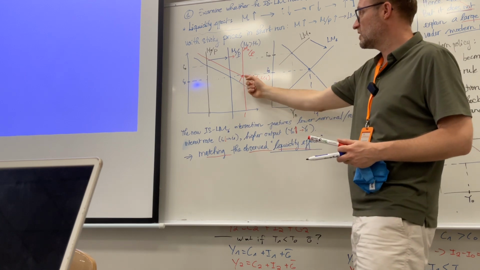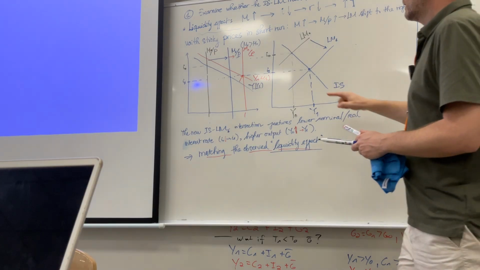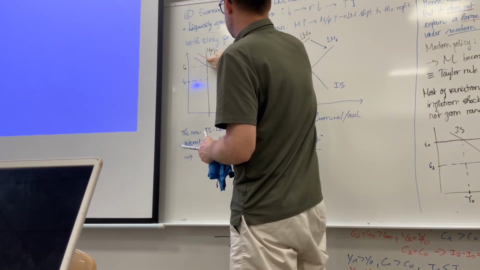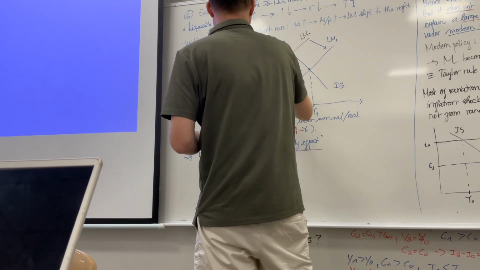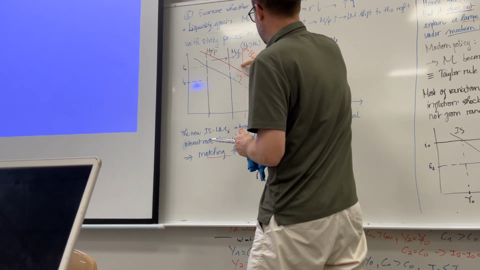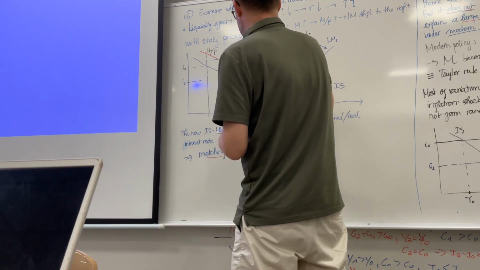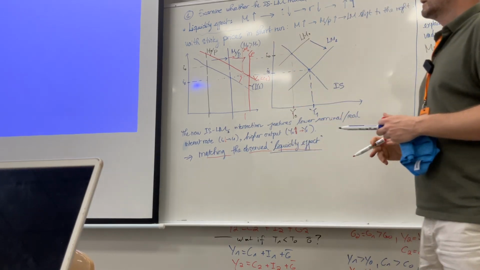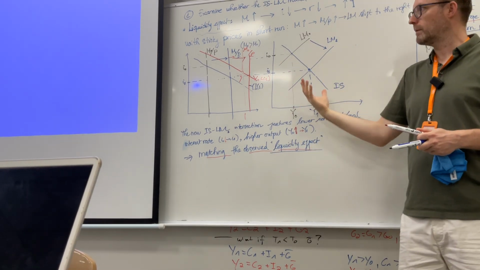But if you notice, the size of this shift was arbitrary. I just made it up. I could have said it was this shift, in which case, fine. Then to be consistent, we must have had this shift in the money supply. Right? It's just about the consistency of the pictures, the graphs.